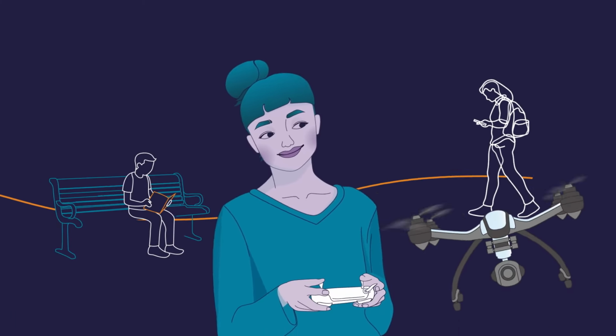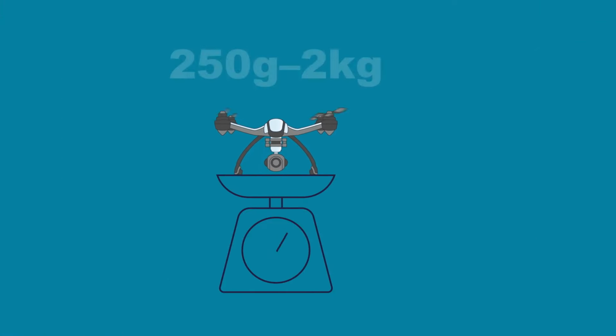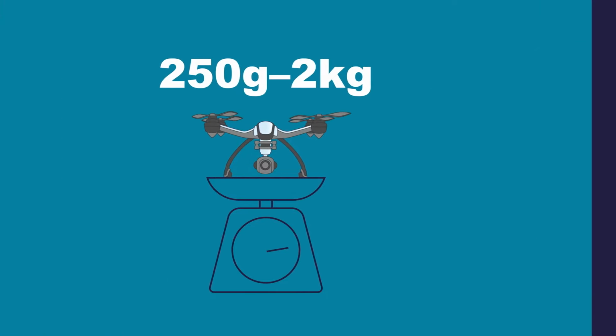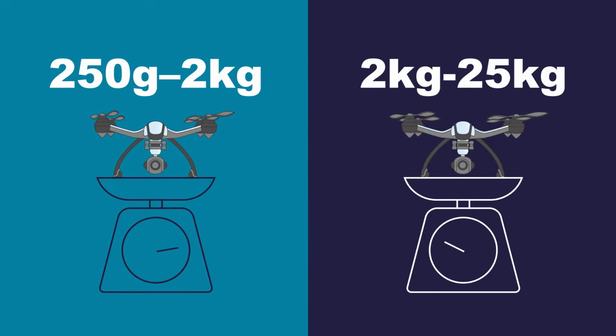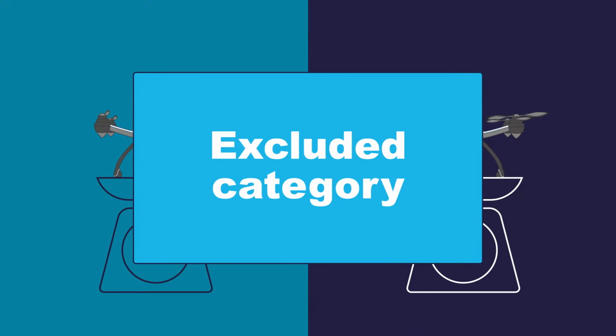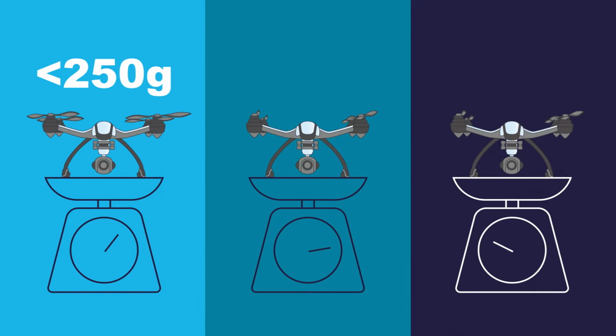If you're planning to fly an RPA that weighs between 250 grams and 2 kilograms, or one that weighs between 2 kilograms and 25 kilograms over your own land, you're operating under the excluded category. If you're planning to fly an RPA that weighs 250 grams or less, similar rules apply.